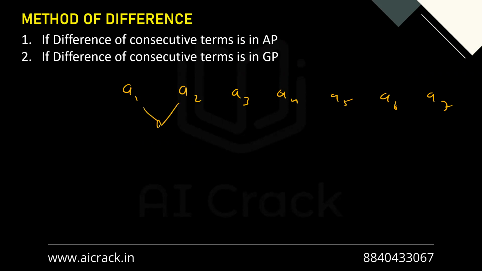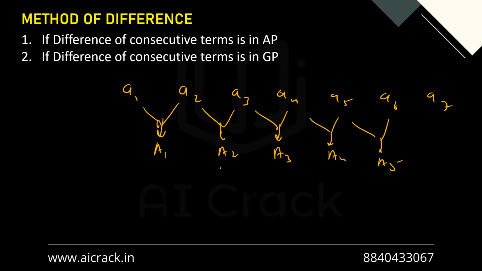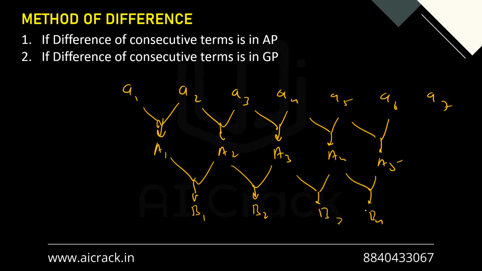But the pattern, what you can see is the difference between individual terms is in AP. So basically, difference between these two terms is A1. Let's say this is A2. And let's say this is A3. And let's say this is A4. This is A5. And all these differences are in AP. And sometimes it might be possible that even these are not in AP, but the difference of these differences are in AP. Let's say this is B1 and this is B2. This is B3, this is B4. These differences are in AP.